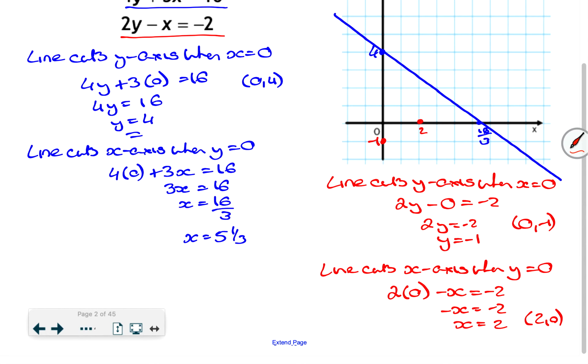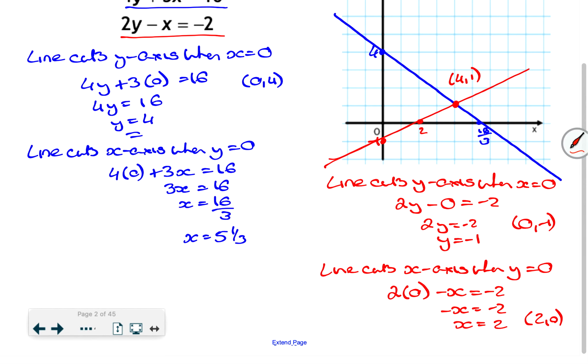And it should meet nicely if my dodgy line drawing doesn't affect it. Ah, look at that. Perfection. So it's cutting here at the point 4, 1.